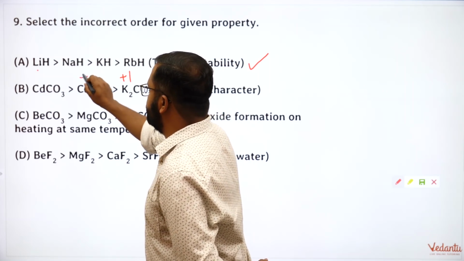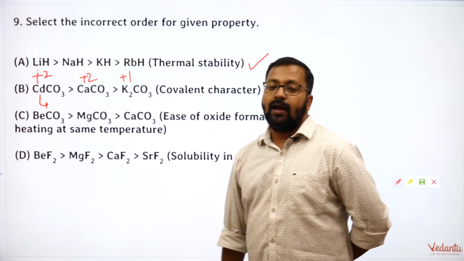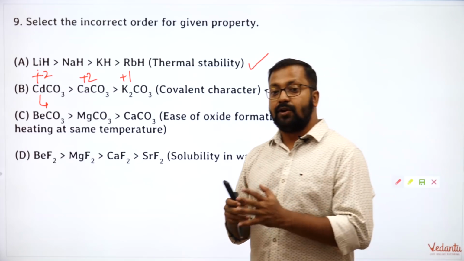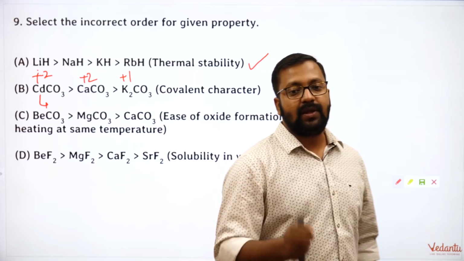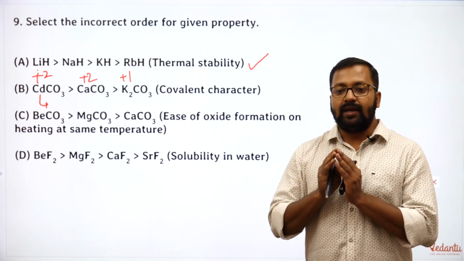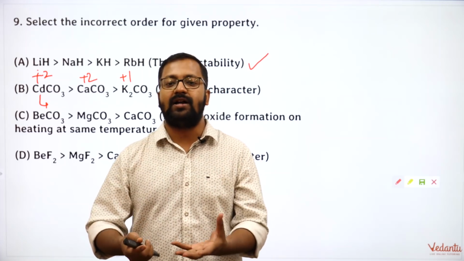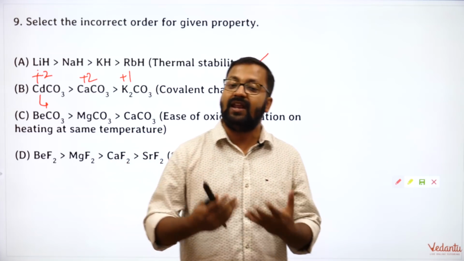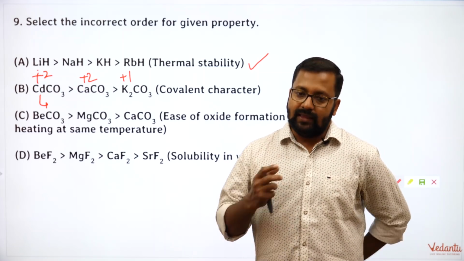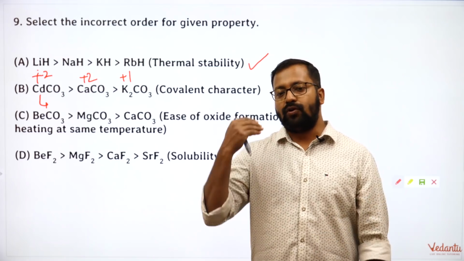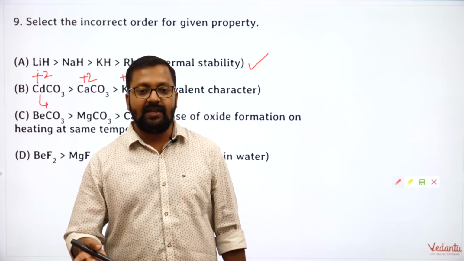Potassium +1, calcium +2, cadmium +2, but it contains electrons in the n-1 d subshell. If electrons are present in the n-1 d subshell, the screening is not good, and if screening is not good, the nuclear charge that the anion can perceive will be very large. If the anion perceives a large nuclear charge, then polarization will be more and covalent character will be more. This is observed in the case of NaCl and AgCl as well.